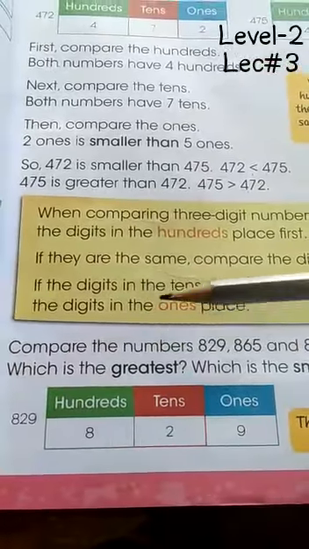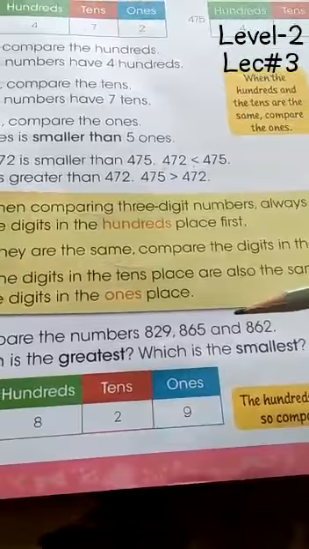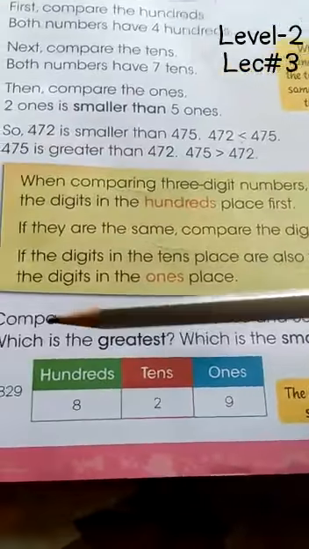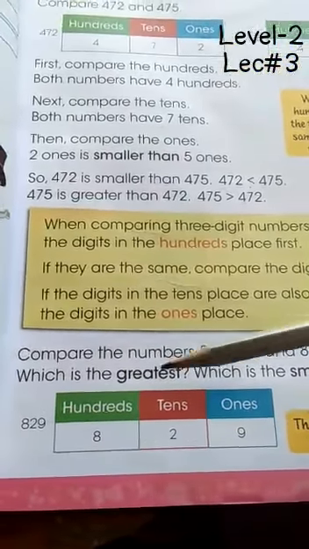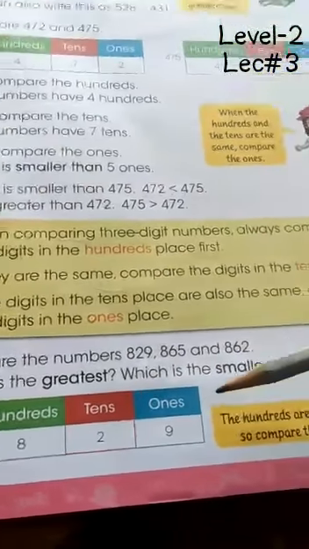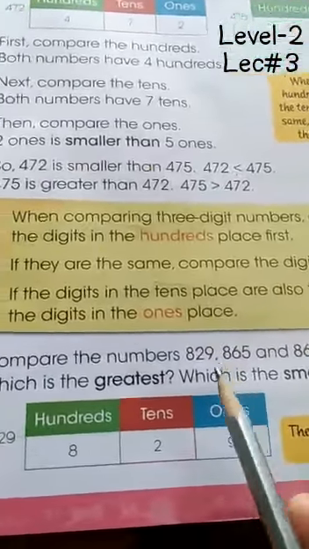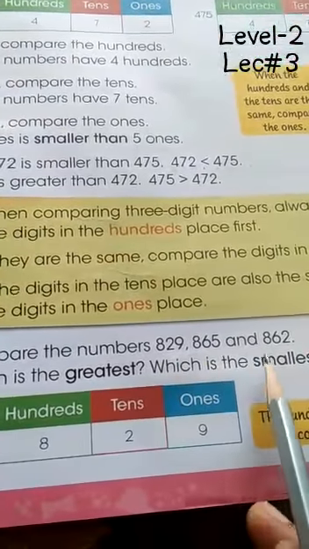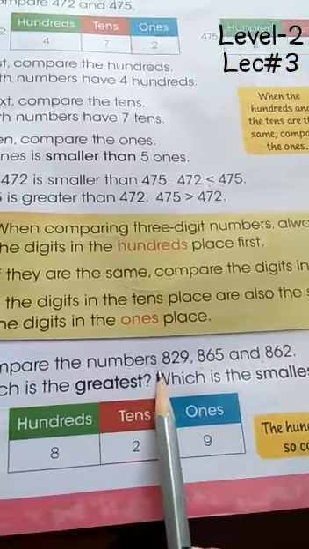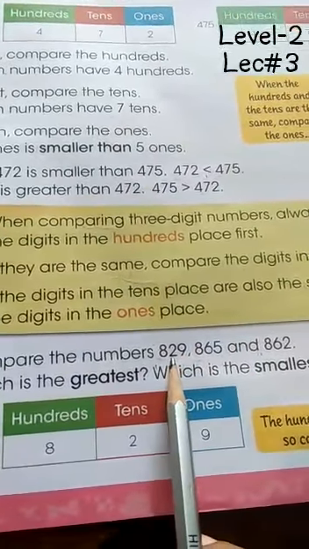Now here is another example. Compare the numbers 829, 865 and 862. Which is greatest? Which is the smallest? Okay, we will place these values in the table. 8 hundreds, 2 tens and 9 ones. The hundreds are the same, so compare the tens. The hundreds of the 3 numbers are the same. Here is the 8, here is the 8, here is the 8, which is in the place of hundreds. The 3 eights are the same hundreds. Now we will compare the tens.